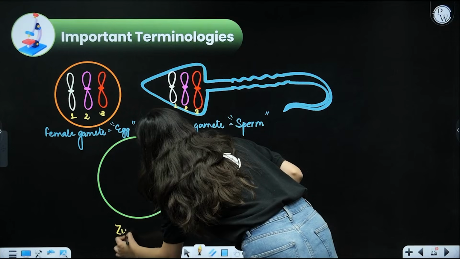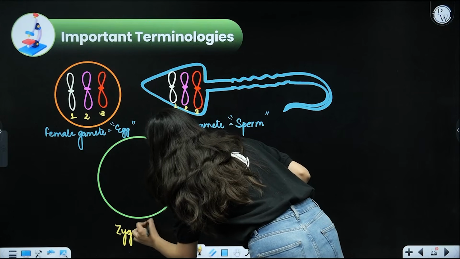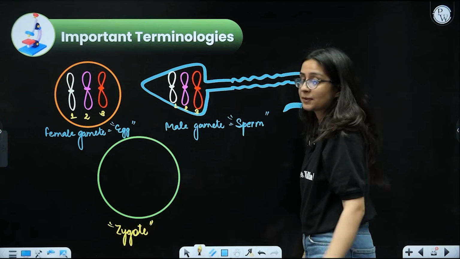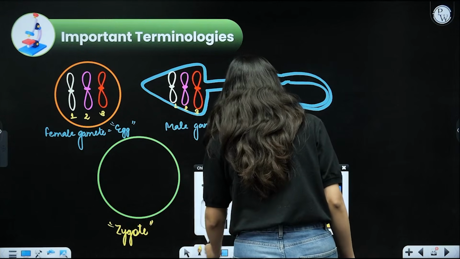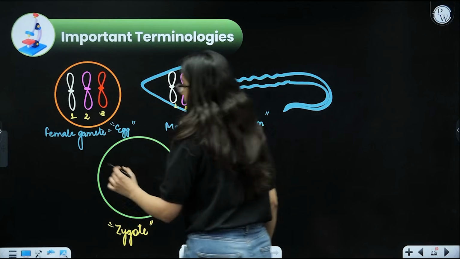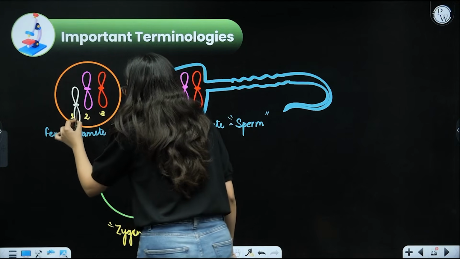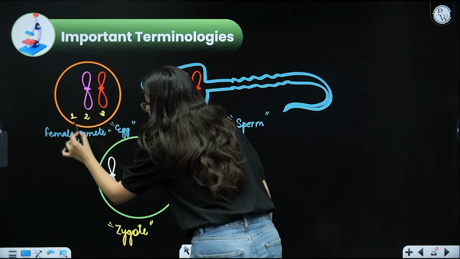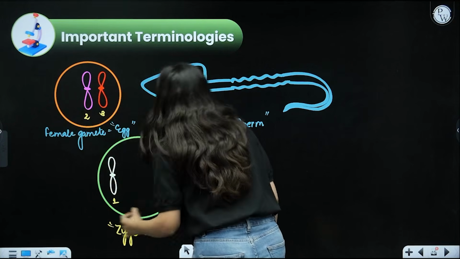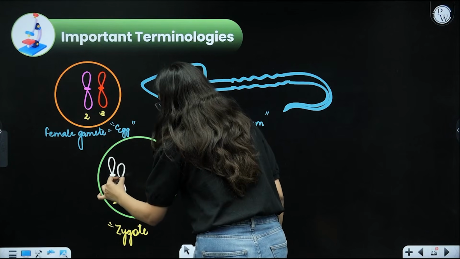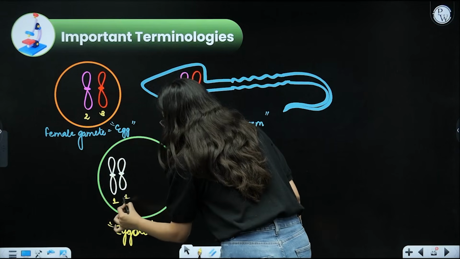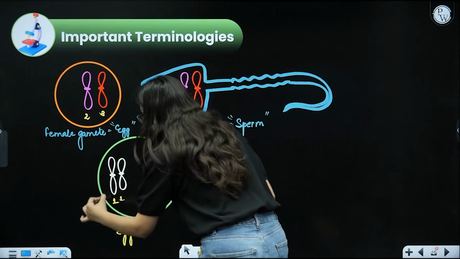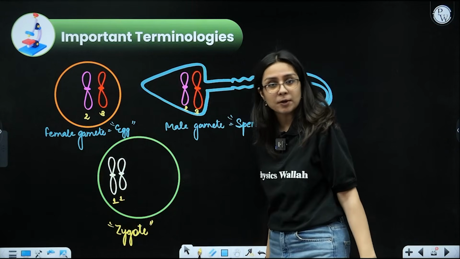A single cell called a zygote will be formed. That is what we studied in the previous chapter. Whenever fusion takes place, the female gamete will also contribute its chromosomes. See, the first chromosome from the female gamete came over here. Likewise, the first chromosome from the male gamete will also come over here, and now you have two copies of chromosome number 1. Got my point?